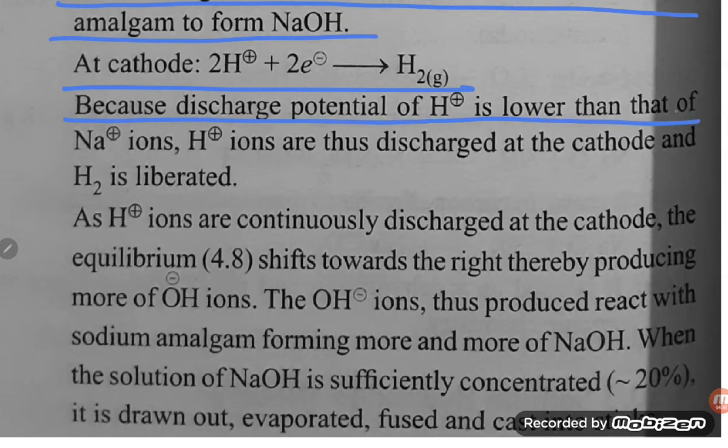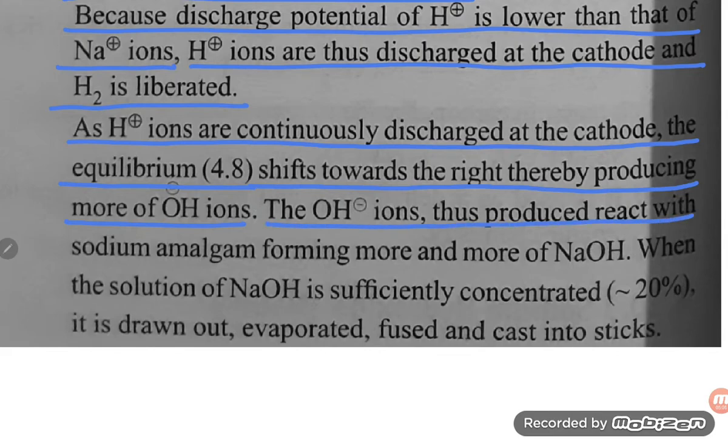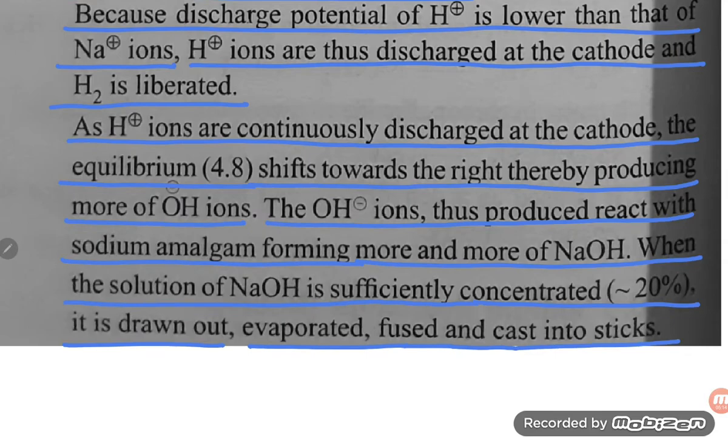Because the discharge potential of H+ is lower than that of the Na+ ion, H+ ions are discharged at the cathode and H2 is liberated. Now student, as H+ ions are continuously discharged at the cathode, the equilibrium shifts toward the right, thereby producing more OH- ions. The OH- ions thus produced react with the sodium amalgam, forming more and more NaOH. When the NaOH solution is sufficiently concentrated, about 20%, it is drawn out, evaporated, fused and cast into sticks.